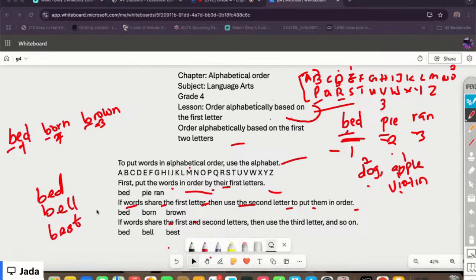So they all have be. So we have to make sure that we check the third one. Okay, we check the third one and see which one comes first and second. So this one is D, L, and S. So obviously D comes first, then L, and then S. Okay, so that's what we're gonna be doing in this lesson. We have to make sure that we put it in the right alphabetical order. We have to be able to figure out which one comes first or which one comes second.